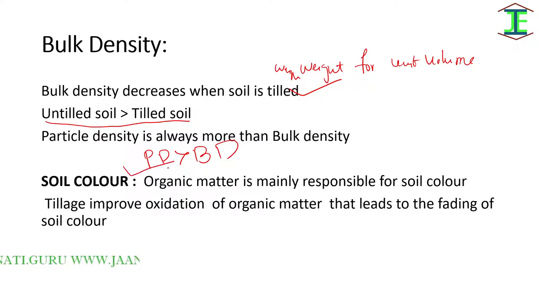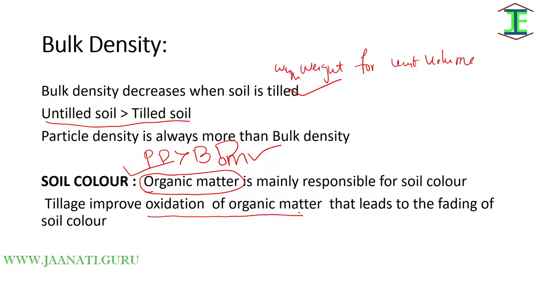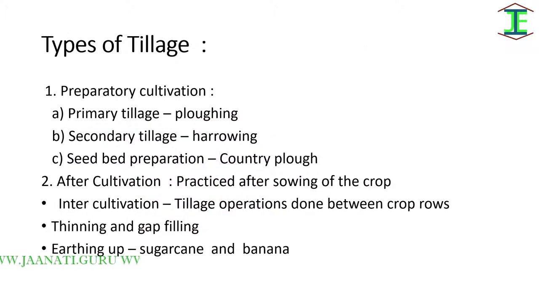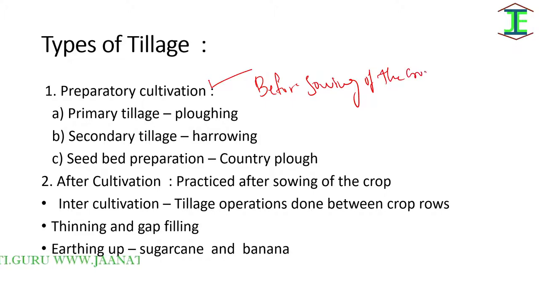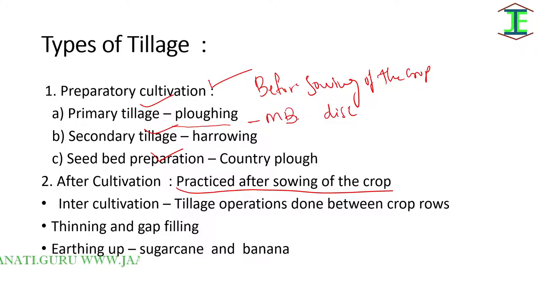Next is soil color. Organic matter is mainly responsible for the soil color. When tillage operation is done, it improves the oxidation of the organic matter, and that leads to the fading of the soil color. Next is types of tillage. First is preparatory cultivation. Preparatory cultivation is done before sowing of the crop. After cultivation is practiced after sowing of the crop. In preparatory cultivation, we have three components: primary tillage, secondary tillage, and seedbed preparation. In primary tillage, we do ploughing operations by moldboard plough, disc plough. In secondary tillage, we do the harrowing operations. And third is seedbed preparation. This seedbed preparation is done by country plough.